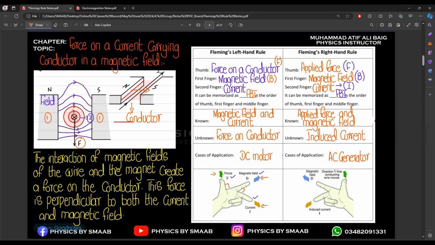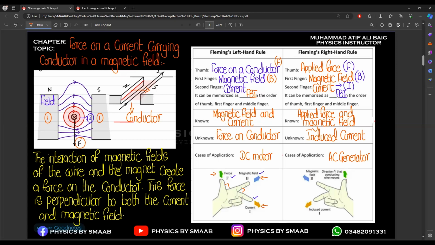Okay, any confusion in left hand and right hand rule concept? No, sir. Sir, to confirm, the application case for the left-hand rule is the direct current motor, and the application case for the right-hand rule is the alternating current generator. Yes. Okay, thank you.